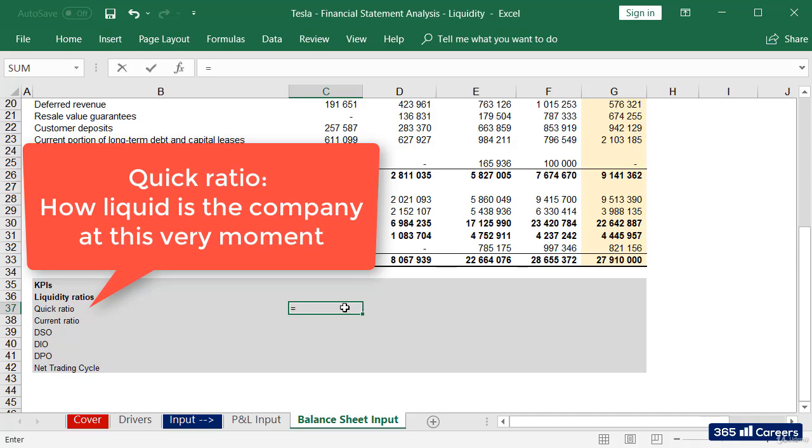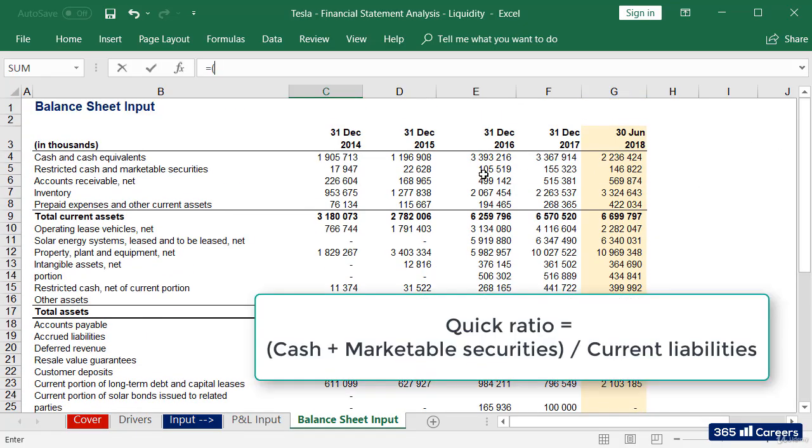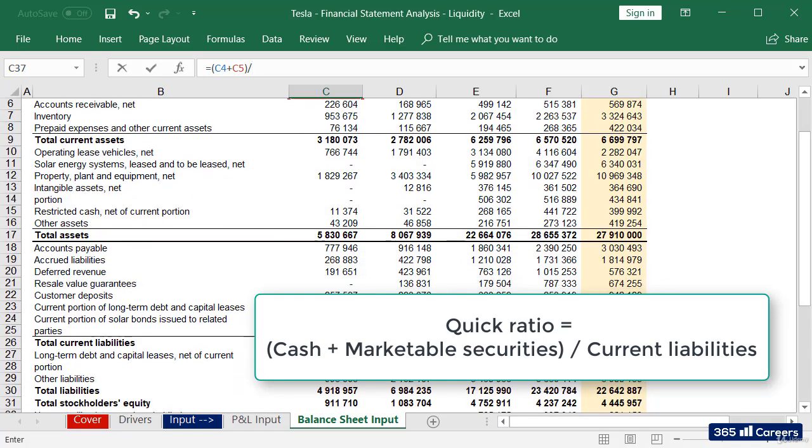The quick ratio gives us a brutal assessment of how liquid the company is at this very moment. This is a scenario in which we hypothesize that the firm will be unable to sell any of its assets and doesn't receive payments from clients, but still needs to cover its short-term obligations. To calculate the quick ratio, we have to take the sum of cash and marketable securities and divide it by current liabilities.